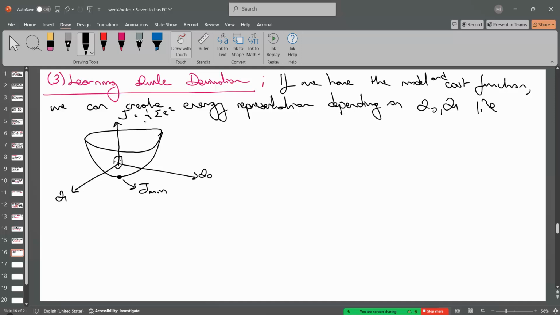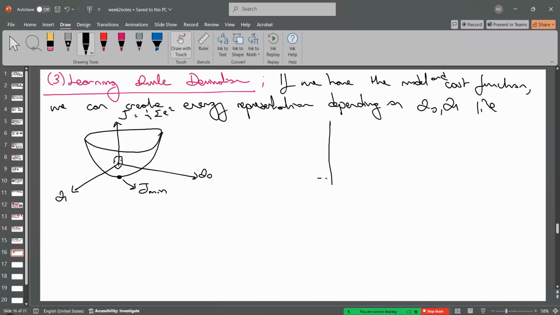And so we assume that there is a proper theta 0 star or theta 1 star in here, and this gives us the J mean, which is equal to 0 or closest to 0, the minimum value of this J value. But how can we do that?